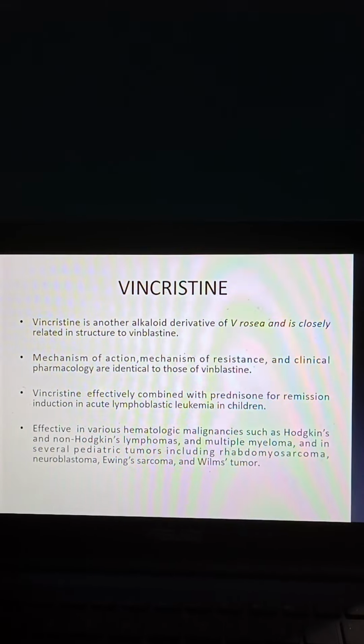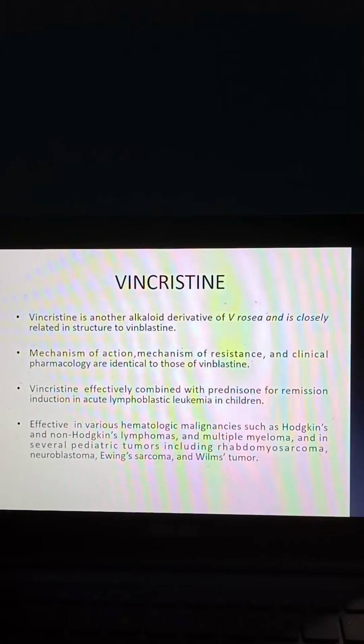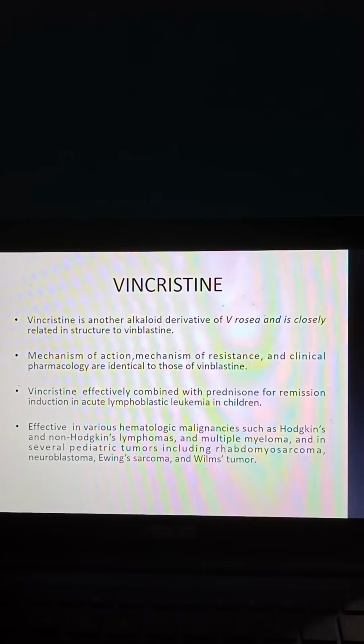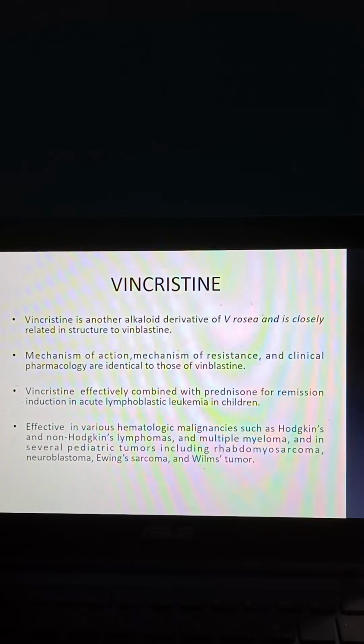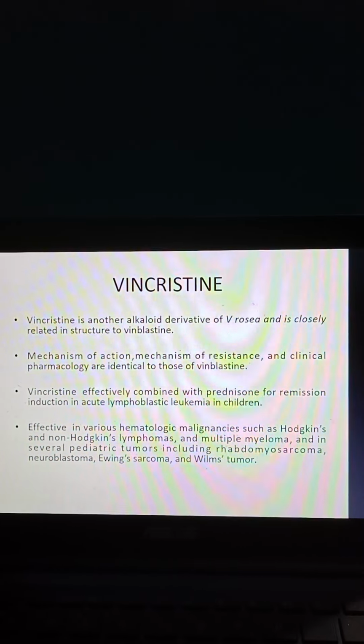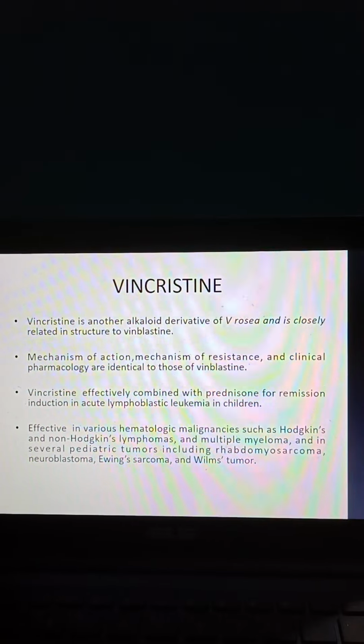It is also effective in various hematologic malignancies such as Hodgkin's and non-Hodgkin's lymphomas and multiple myeloma, and in several pediatric tumors including rhabdomyosarcoma, neuroblastoma, Ewing's sarcoma, and Wilms tumor.